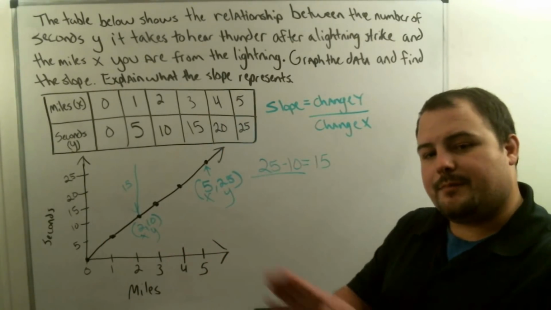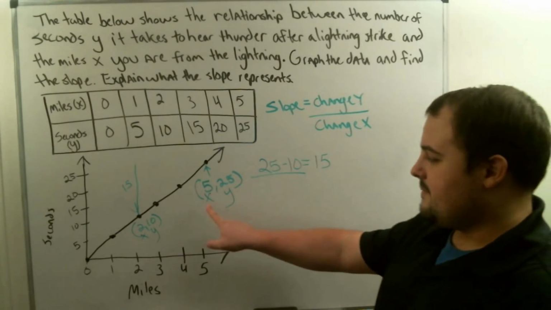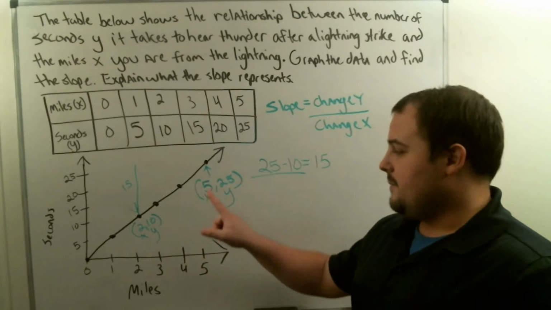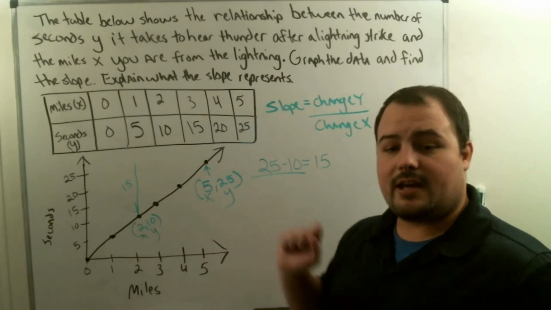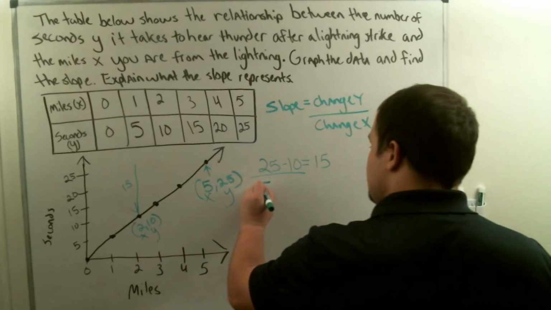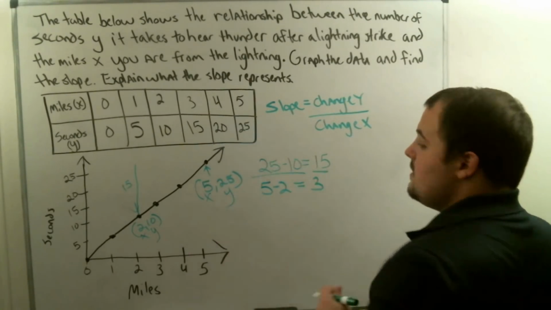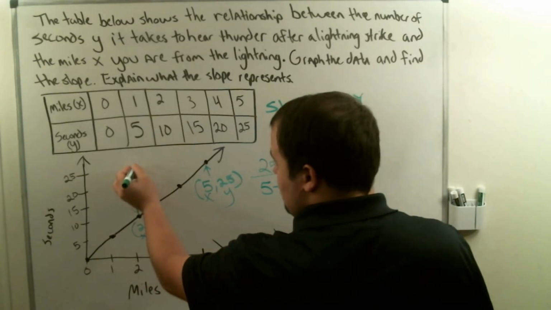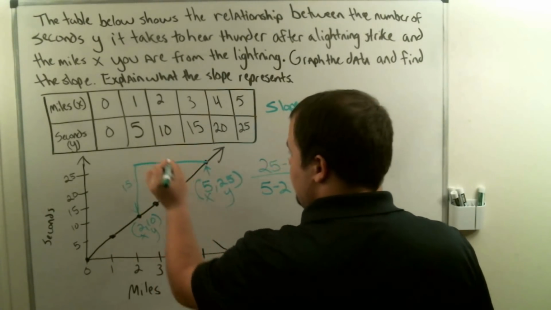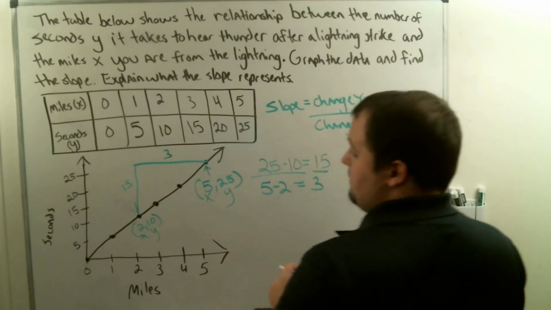And now I'm going to find my change in run. So I'm going to take my x's and subtract them. I'm going to take this same x and subtract that x. 5 minus 2 equals 3. So in this case, I know that I'm going to go from 2 over to 5. And that's a change of 3.